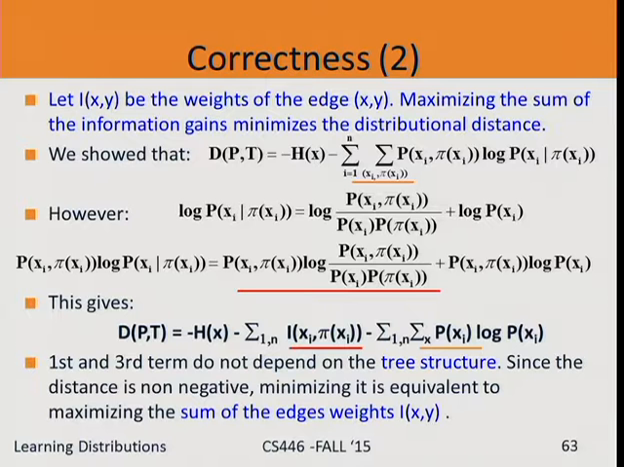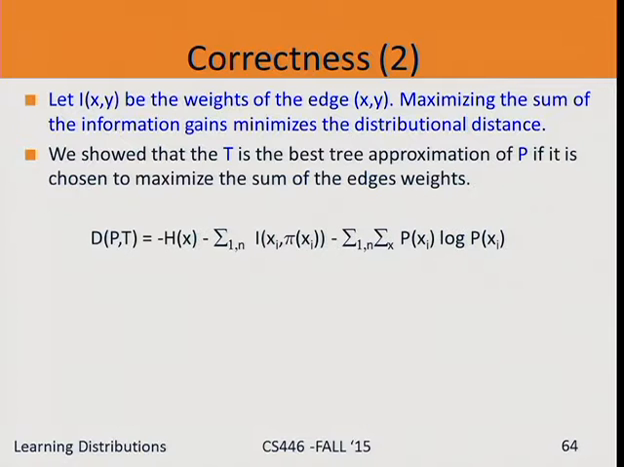Okay? So again, what I argued here is that guiding the algorithm with this mutual information is the right thing to do, because I want to maximize the sum of the edge weights. This is what we did with the maximum spanning tree as a way to minimize the distance between T and P, which means the T that I got is the best approximation to P. Okay, so just to summarize, we show that T is the best tree approximation of P if we choose it such that it maximizes the sum of the edges' weights.